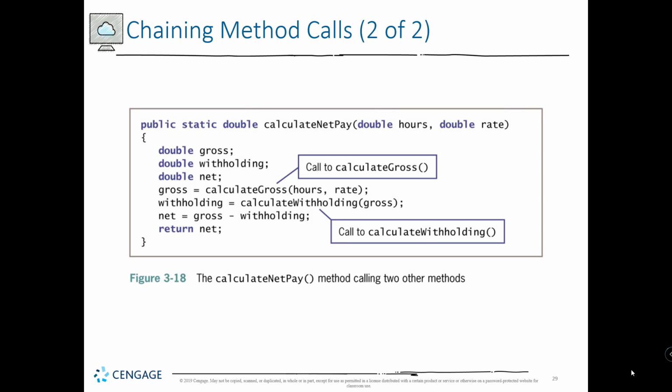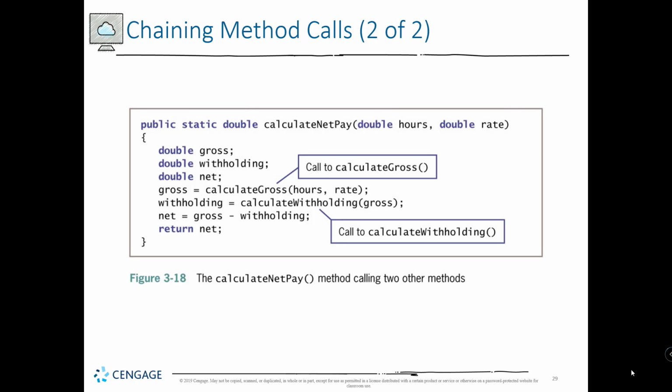Next we have public static double calculate net pay. We have two parameters, double hours and double rate. We have some local variables, gross, withholding, and net. And then we're going to calculate gross pay, withholding amount, and net pay, which is gross minus withholding. And so those values are going to plug in to specific locations within the formula, and then return the net as the answer.